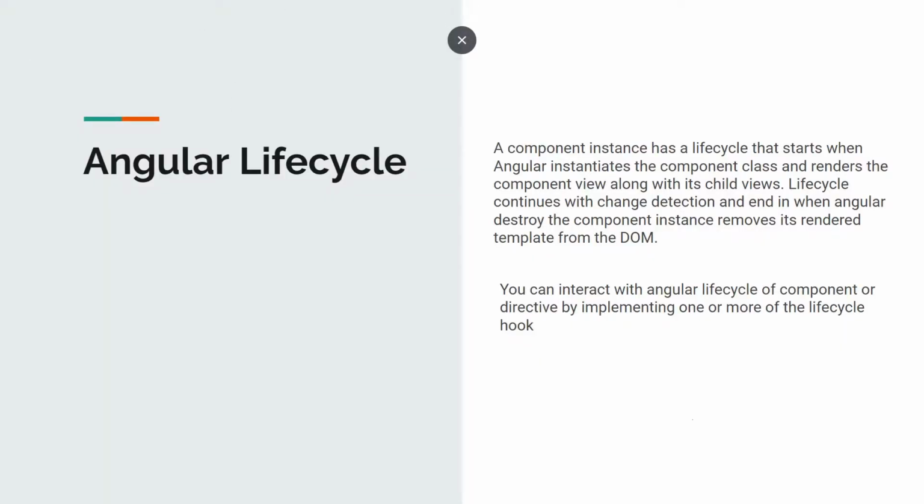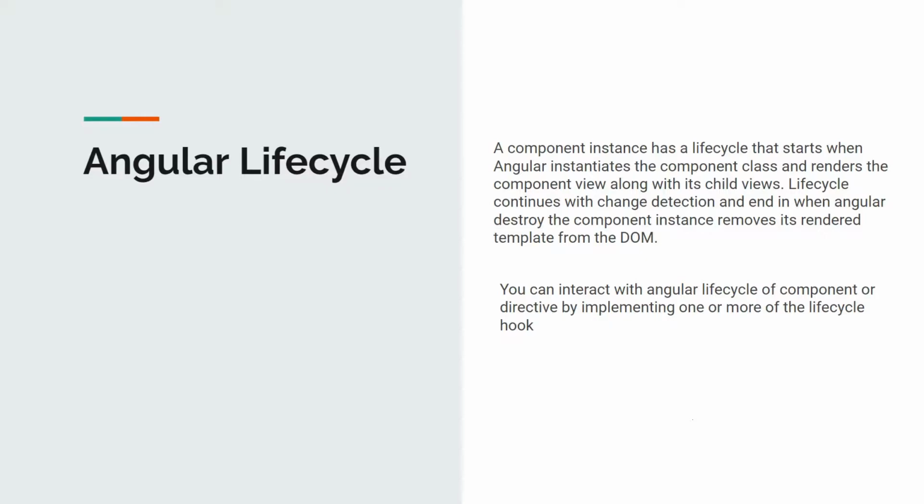In this lesson, we are going to discuss the Angular lifecycle. When we consider a component, each component or directive has a lifecycle that starts when Angular instantiates the component class and renders the component view along with its child view. The lifecycle continues with change detection and these kinds of operations, and it ends when Angular destroys the component instance and removes the rendered template.